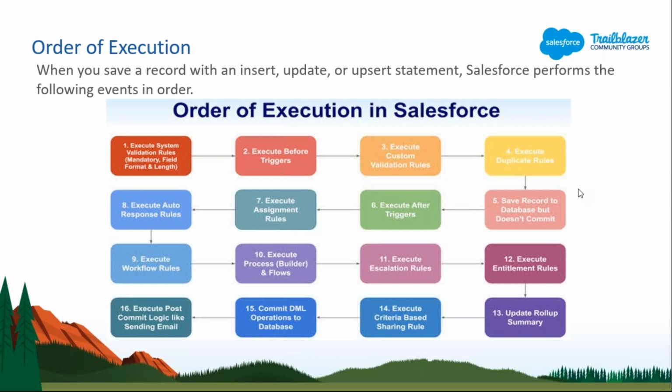There is also something like a mandatory field. We have a name field that is mandatory, so it will go and check whether the mandatory field is coming or not, that is, whether that particular record has a value inside this mandatory or required field. So these system validation rules will be fired first, and then it will go and check your before trigger. We have two types of trigger, before and after. So first it will check your system validation, then it will come to your before trigger.